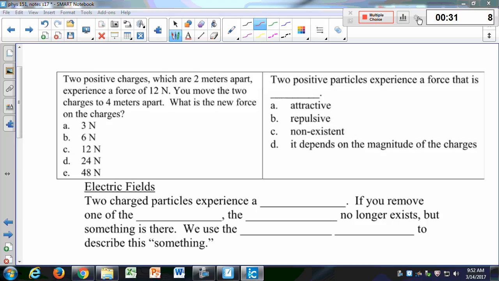You need to think about your Coulomb's law, that kQQ over D squared, and how does the distance D affect the force on these charges? All right, we'll stop at 110. Five more seconds. Guess if you're not sure. A couple more seconds.